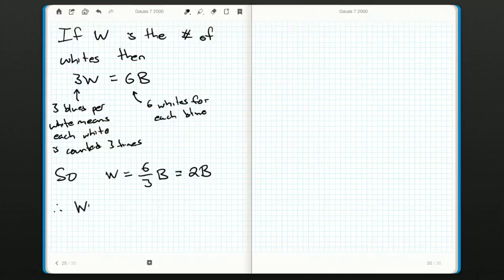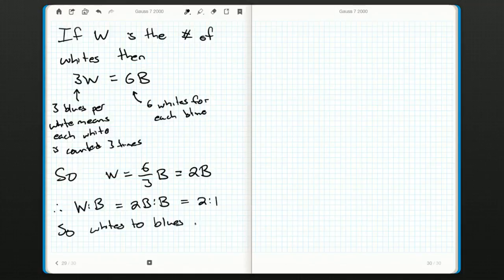So the ratio of whites to blues, the number of whites to the number of blues, this is the ratio that we're trying to talk about. Well, that's the same as the ratio of 2B to B. Twice the number of blues is the same as the number of whites. Twice the blues, the ratio with the blues, well, we have a common factor here. So it's going to be 2 to 1. So the ratio of the whites to the blues is 2 to 1.